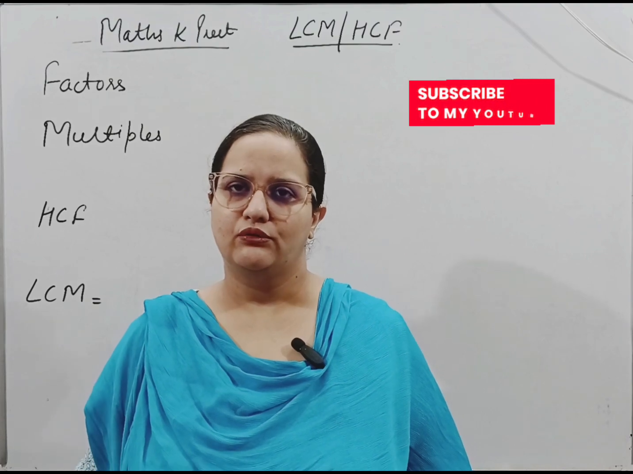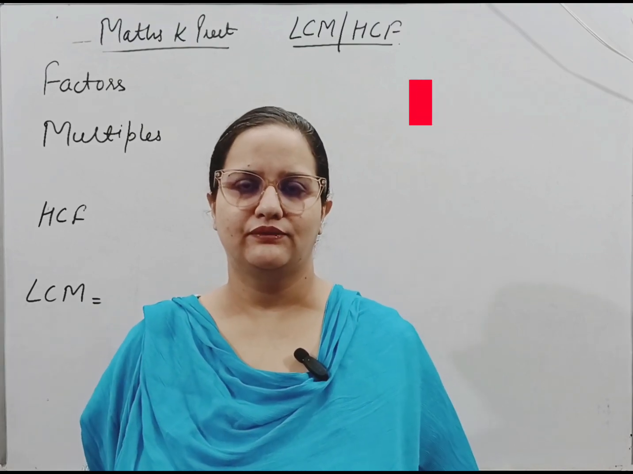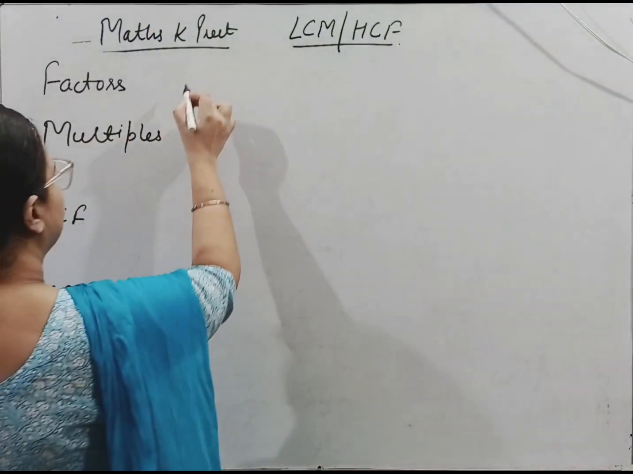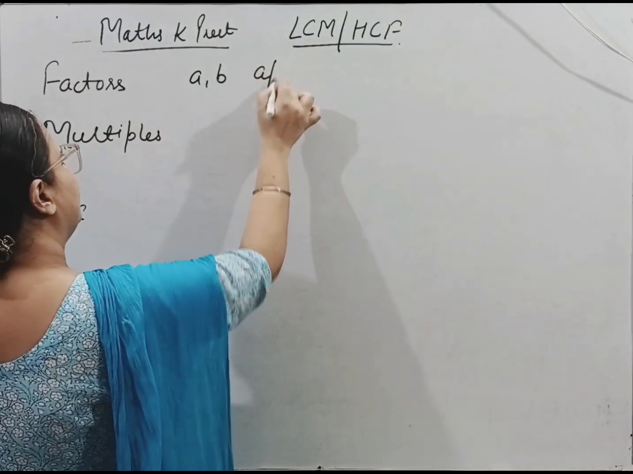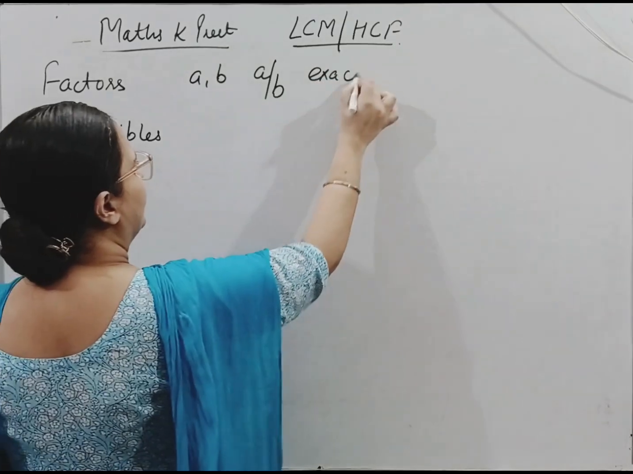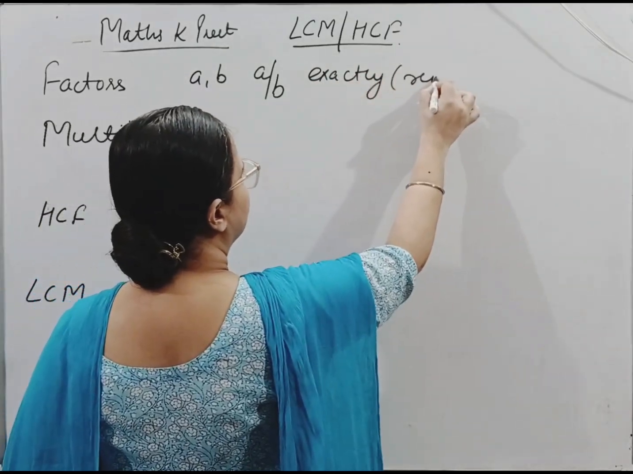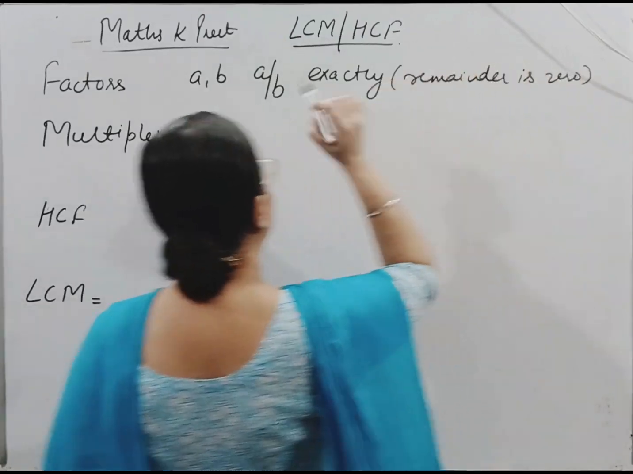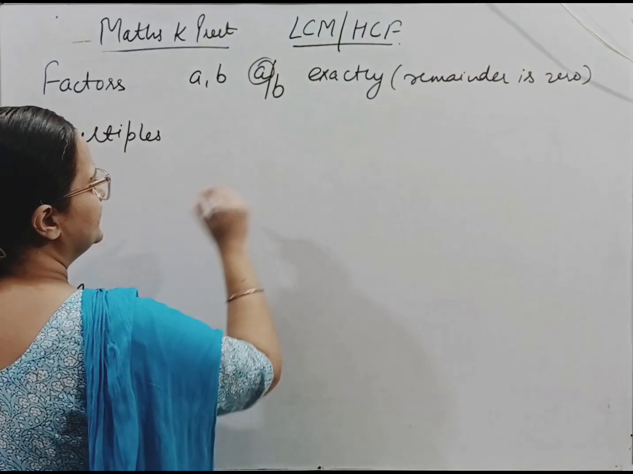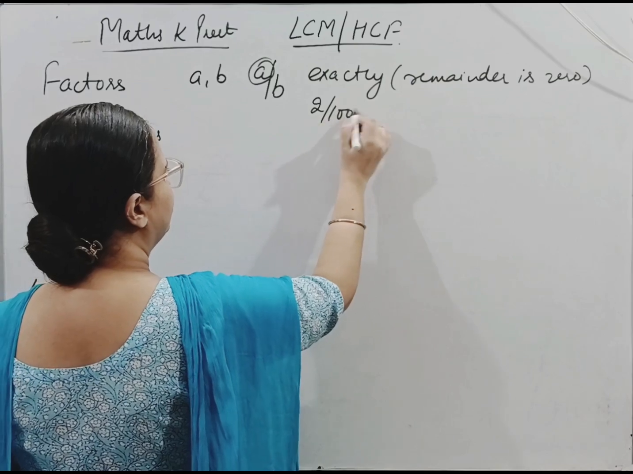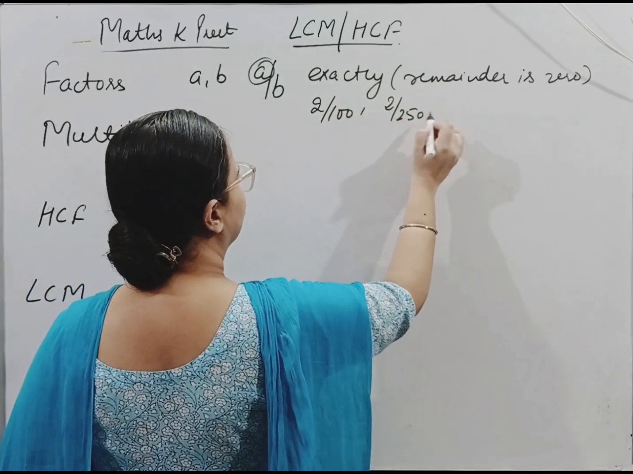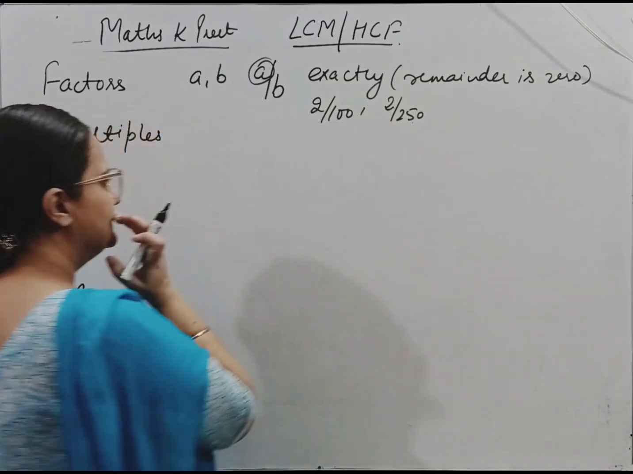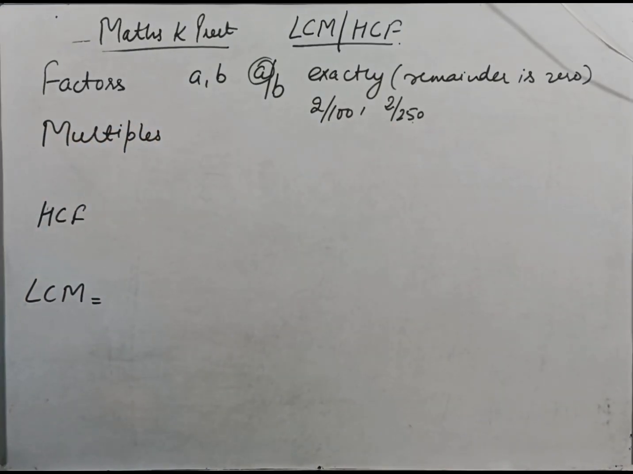So before doing the important questions of this chapter, let's first recall the definitions related to it. So what is a factor? If I have two numbers A and B such that A is dividing B exactly, as I told you, it means the remainder is 0. So A will be known as a factor of this number. For example, 2 is dividing 100, 2 is dividing 250. So here the remainder is 0. When 2 is dividing these two numbers, that means 2 is a factor of these two numbers.